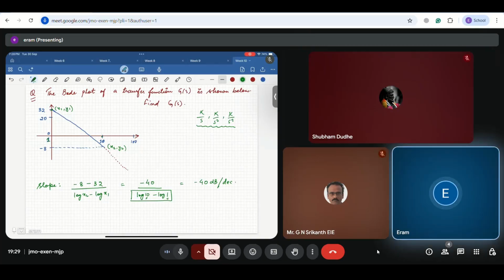So one thing we are sure about is that the transfer function will be of the form k by s square. Now can you find out k? To find the value of k, you are given the value at omega equals 1. So just find the magnitude by putting omega equals 1, then you can get the value of k.